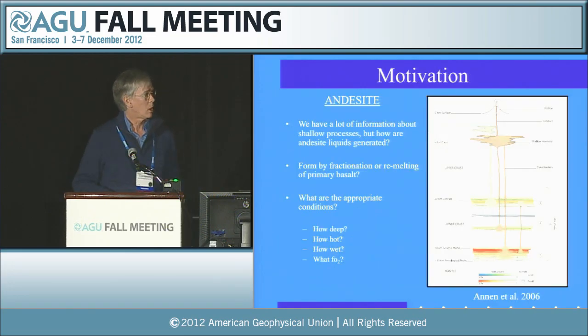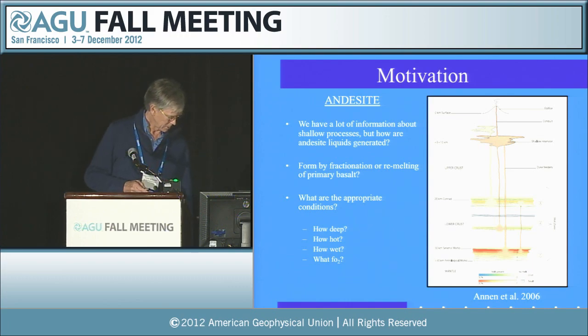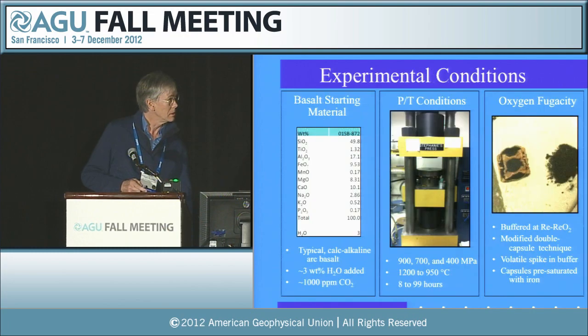The conceptual model that a lot of us have is that basalts, of course, get generated in the mantle wedge, and then they run into the crust and they stall somewhere in the deep crust, probably due to density, and they undergo crystallization differentiation down there. They may also melt the crust and assimilate material from the crust. That's the fundamental problem that we were trying to investigate.